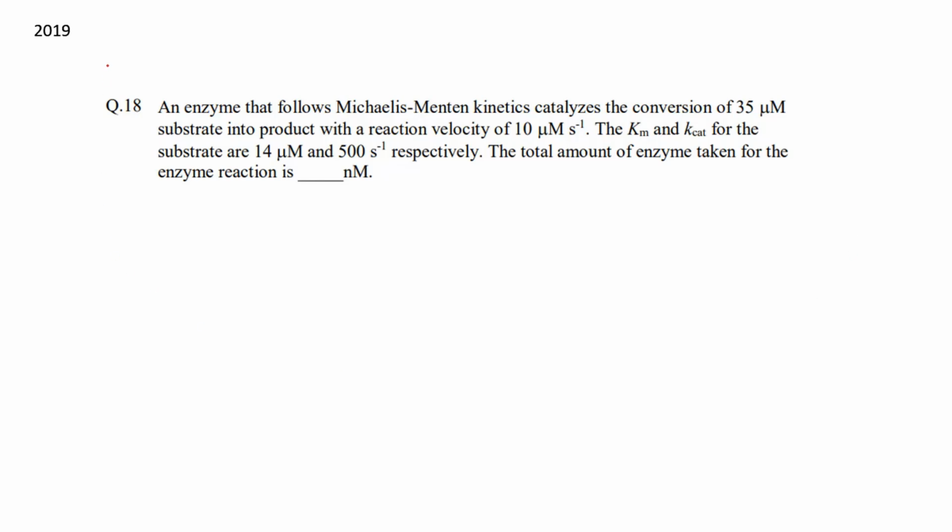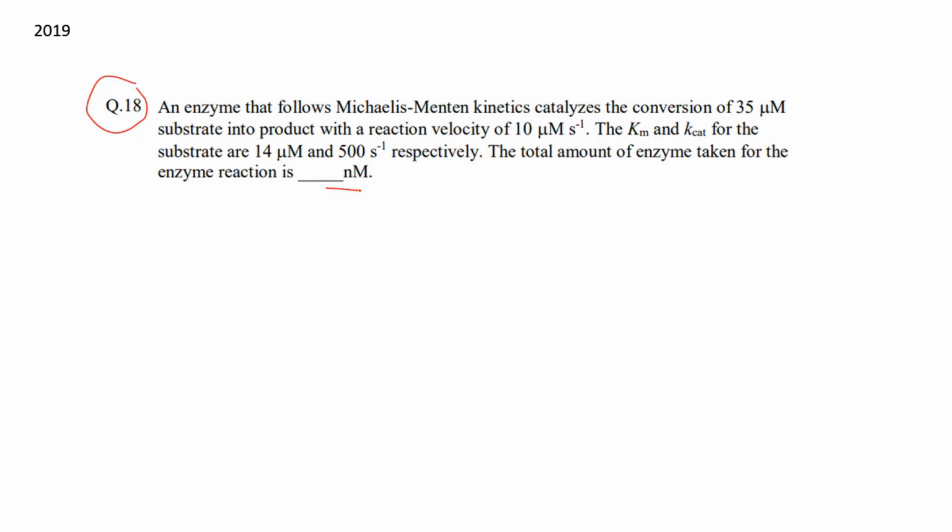So this is from 2019, question number 18. It came in the Excel geology section. Question number 18: The enzyme that follows Michaelis-Menten kinetics catalyzes the conversion of 35 micromolar substrate into product with a reaction velocity of 10 micromolar per second. The Km and Kcat for the substrate are 14 micromolar and 500 per second respectively. The total amount of enzyme taken for the enzyme reaction is how much?